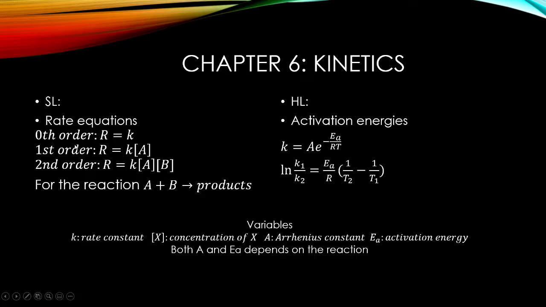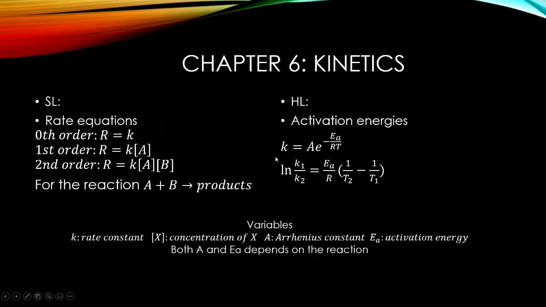For a first order reaction, it depends on one of the reactants, for a reaction where you have A plus B equals products. So in this case, it would just depend on the concentration of A. And for a second order, it would depend on the concentration of A and B. So usually in a problem you would have some data where you have to determine the rate equations. Now for HL we have two quite complicated equations, which are fortunately both in the data booklet. So you just need to know what the different quantities mean.